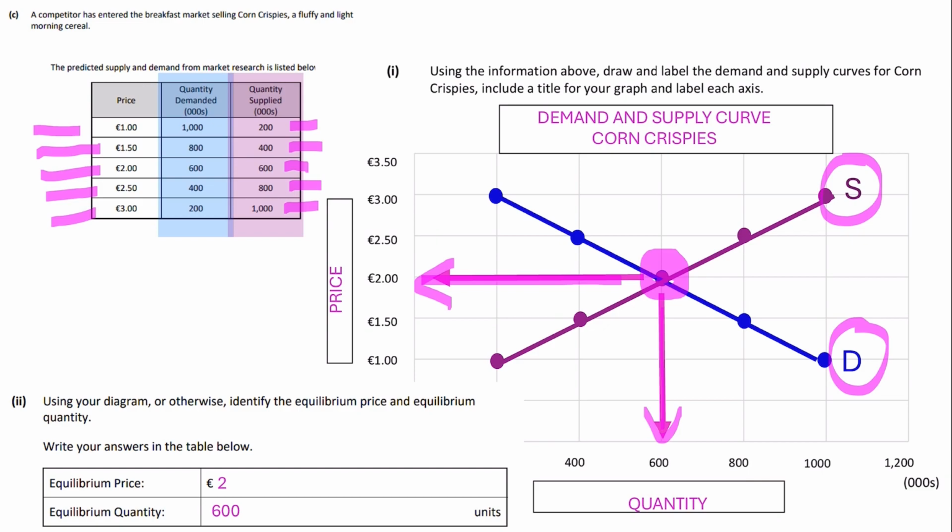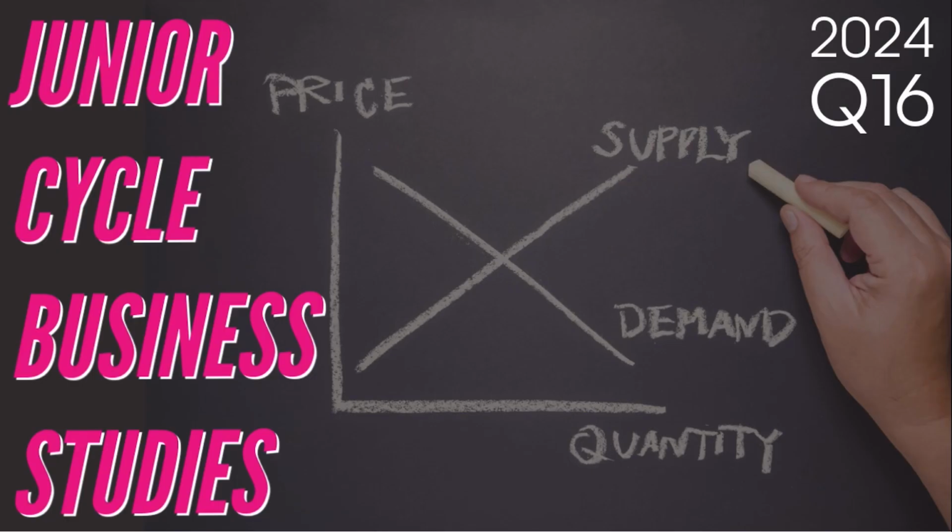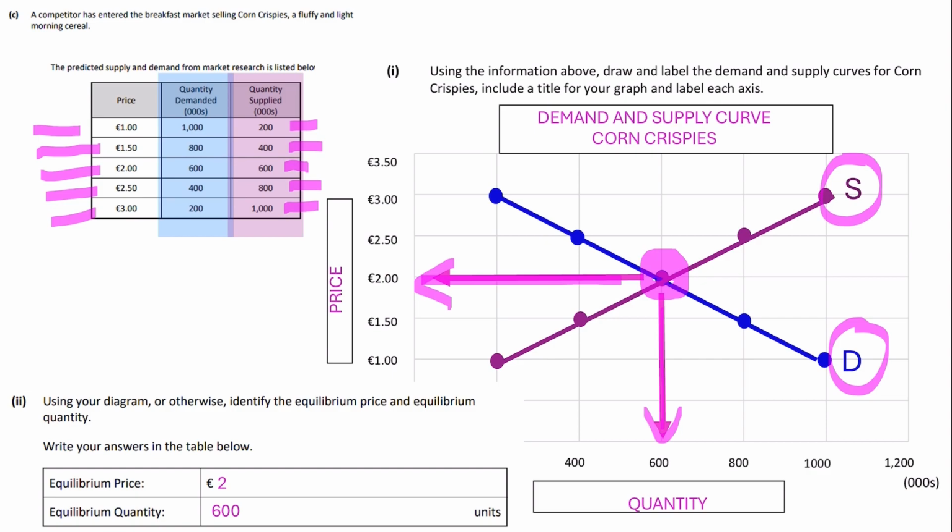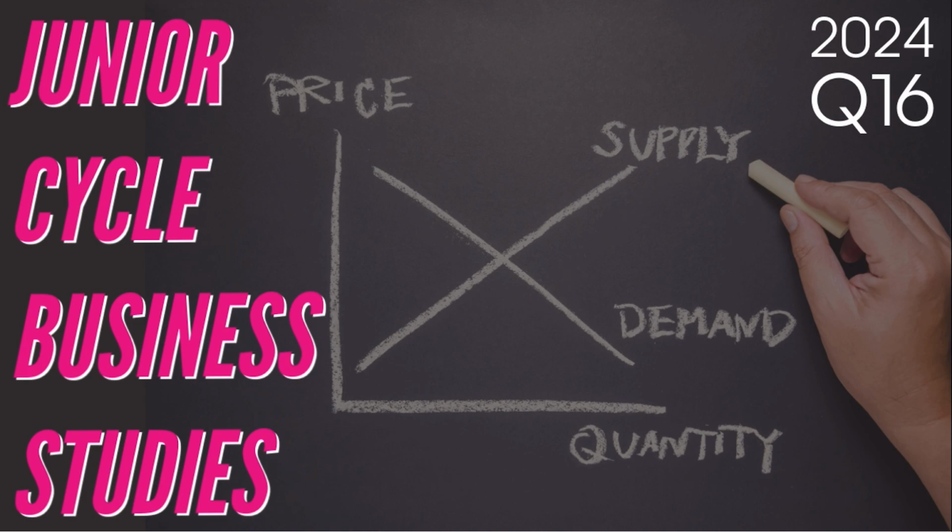So that is it. You have to be very careful when you're reading from the table that you plot the graph very carefully. Okay, so that is the supply and demand curve done for 2024 question 16.